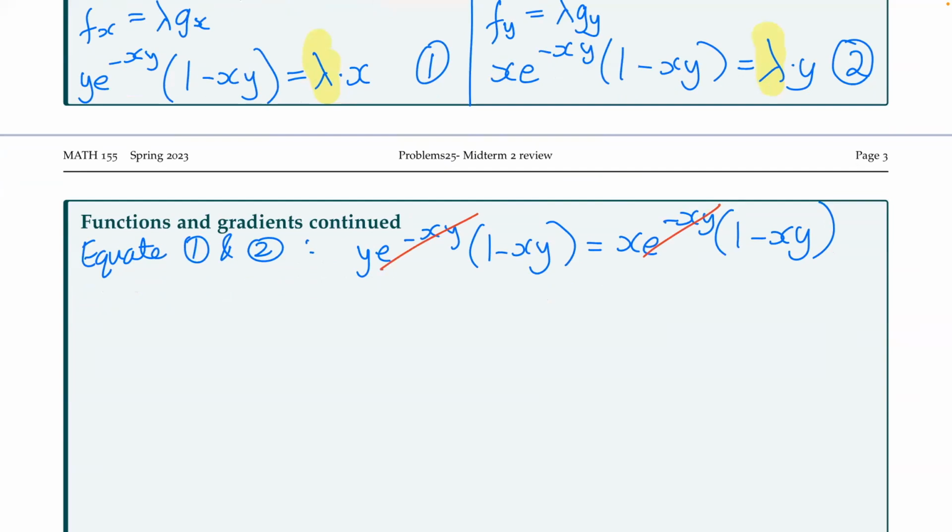Have a show of hands: who cancelled the 1 minus xy's? Okay, what happens? We don't know what x and y are. What happens if xy is equal to 1? If xy is equal to 1, then these brackets are equal to 0, and then you've just divided by 0, which we can't do. Okay? So at this stage, we can't do any more cancelling, because this could equal 0.